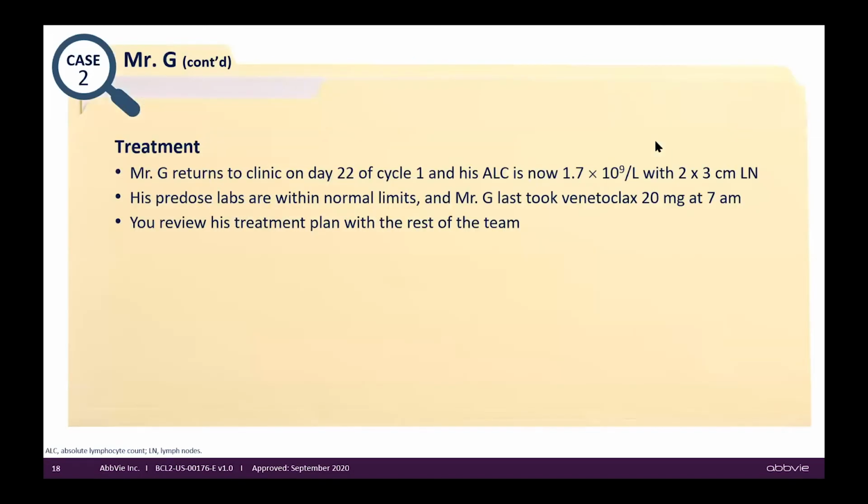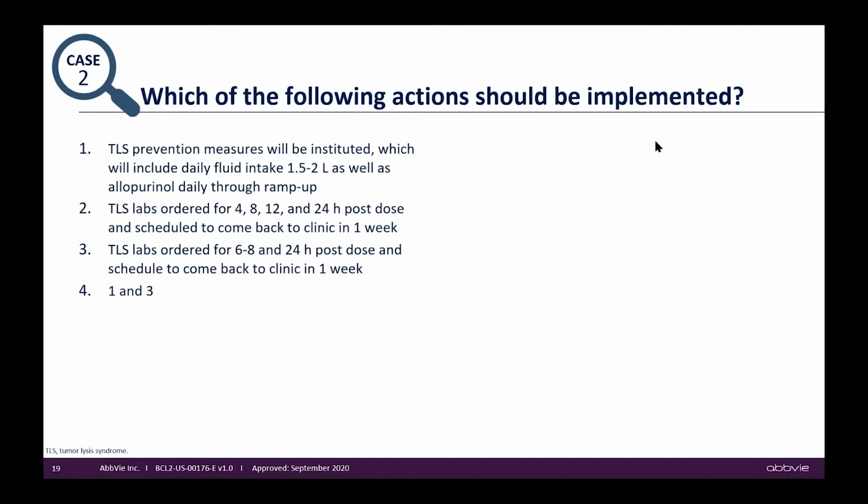So Mr. G returns to clinic on day 22 of cycle 1. ALC is now down to 1.7. Lymph node size is 2 by 3. And of course, pre-dose labs, when we took a check, were within normal limits. And then he begins his first dose level of 20 milligrams at 7 a.m. this morning. And so when we're reviewing his treatment plan with the rest of the team, in terms of the decision-making for us, which of the following actions should be implemented?